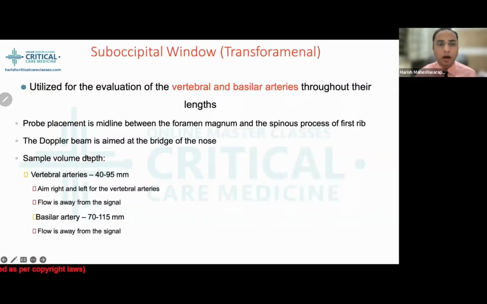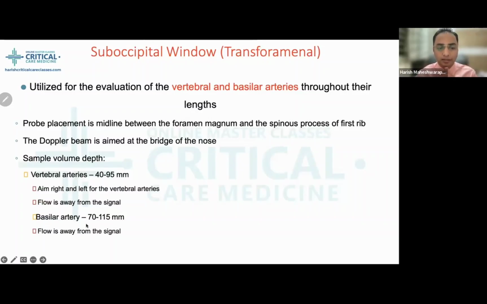Then it is the suboccipital window. That is also the transforaminal route. It is utilized for the evaluation of the vertebral and basilar arteries throughout their lengths. Probe placement is midline between the foramen magnum and the spinous process of the first rib. The Doppler beam is aimed at the bridge of the nose. For sample volume depth, the vertebral artery is somewhere at a depth of 40 to 95 millimeter. Aim right and left for the vertebral arteries; flow is away from the probe.